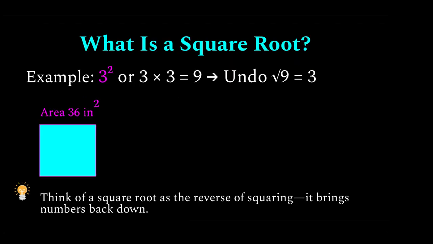Let's dive in. Let's start with what a square root actually means. A square root is a number that when multiplied by itself gives you the original number. For example, we have 3 squared, which means 3 times 3 equals 9. If we want to undo this, we put the 9 under a radical sign. So see, this sign over here means a radical, which will be the square root of 9 equals 3.